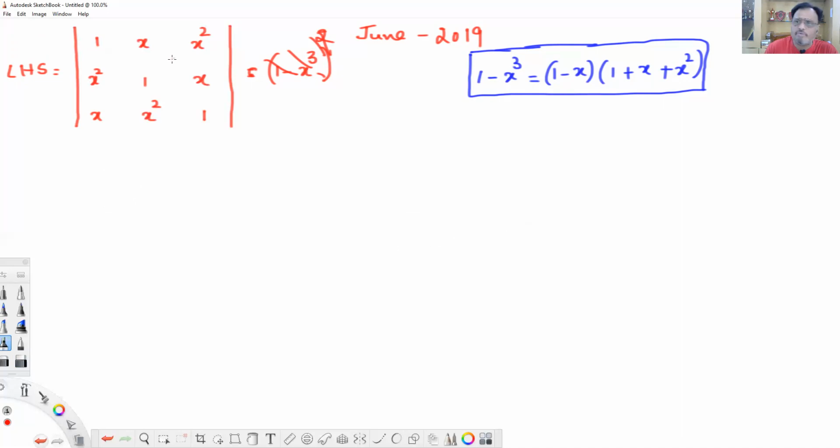You can go for C1 plus C2 plus C3 also, or R1 plus R2 plus R3. Definitely you get 1 plus x plus x square in the answer, so you get a common factor. Whichever operation you want, you can go for it. I'm going for R1 plus R2 plus R3. As homework, you can try this one in columns also. R1 plus R2 plus R3.